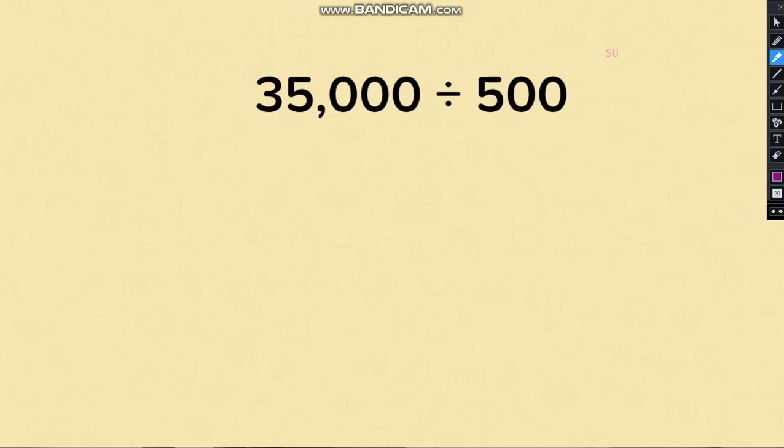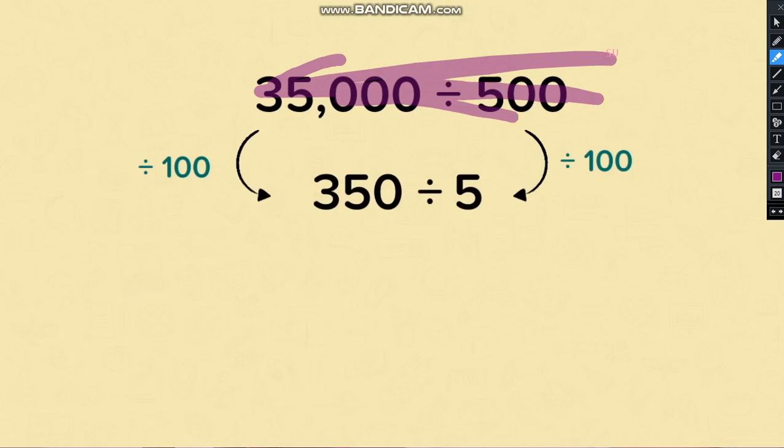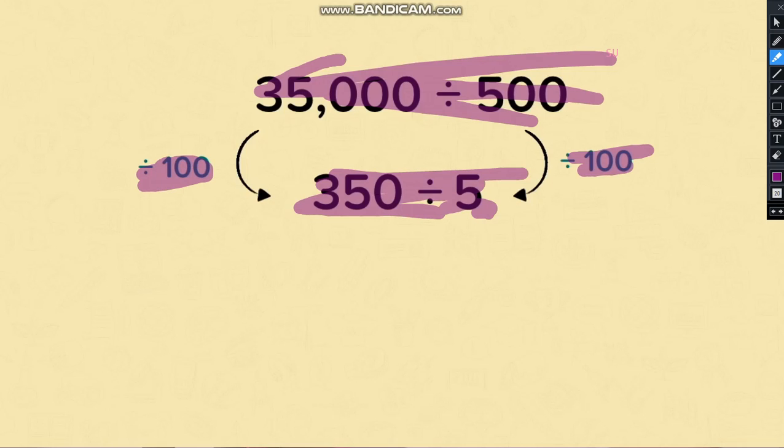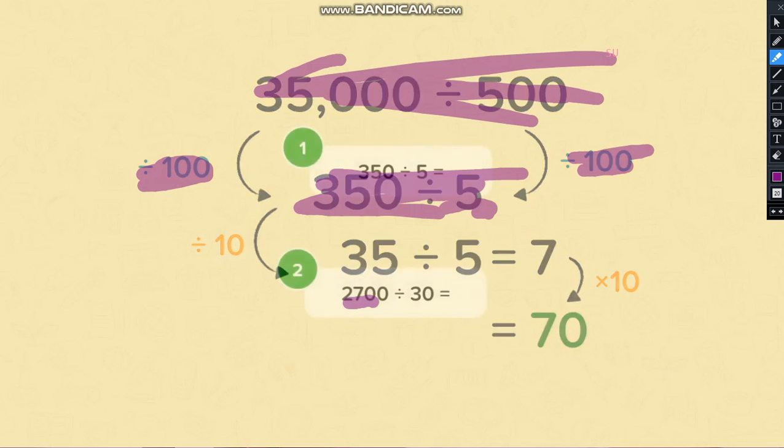Now let's look at dividing a larger number. 35,000 divided by 500. We can see that both the dividend and the divisor are multiples of 100, so we can divide both by 100. This gives 350 divided by 5. We can divide 350 by 10, but we can't divide 5 by 10. So we'll need to remember to multiply the answer by 10. 350 divided by 10 is 35, so we can do 35 divided by 5, which equals 7. Then multiply 7 by 10 to give 70.